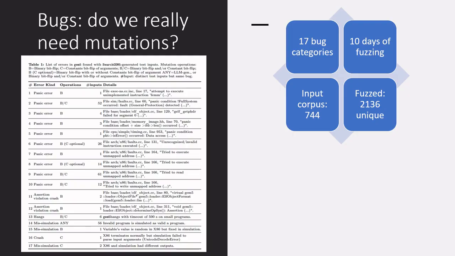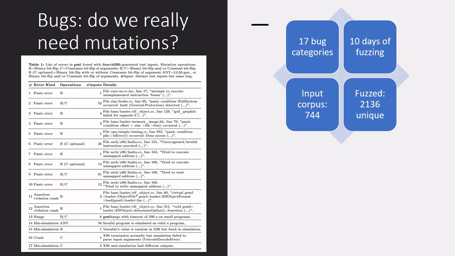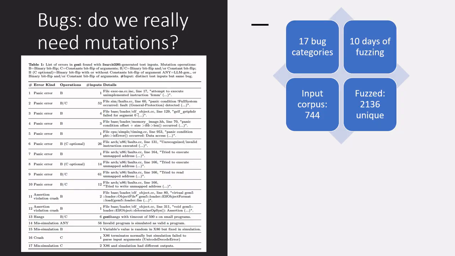Okay, so we were fuzzing for 10 days. I think I already mentioned this. We have a corpus of 744 different inputs that will be inputs for the program, and SearchGem5 was able to create 2,136 unique binaries that are the percentage that we were discussing in the previous slide. So which specific crashes or issues did we identify when we were manipulating our binary and our constants?